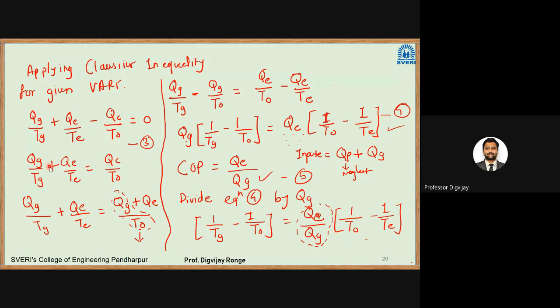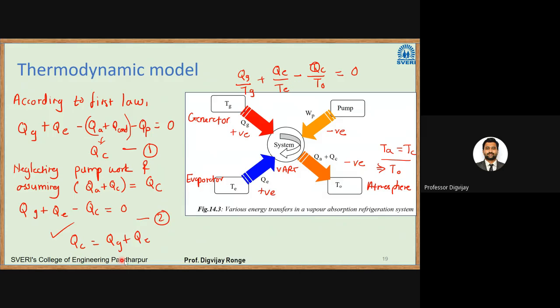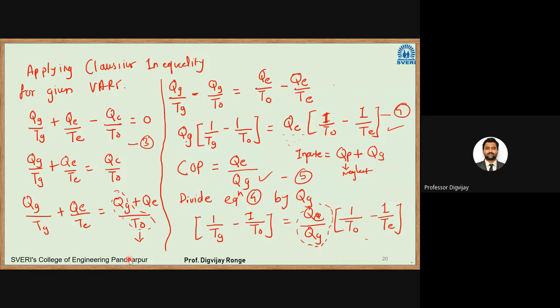So I have simplified this equation. Okay. So as you can see on the screen, this QC I have replaced by QG plus QE, from this equation. So what I will do from this step onwards, I will take QG by TO to the LHS and I will take QE by TE to the RHS, so that you can see in the next step here. So QG by TG minus QG by TO is equal to QE by TO minus QE by TE. In this case, QG I will take common. Here I have taken common QG in bracket 1 by TG minus 1 by TO.